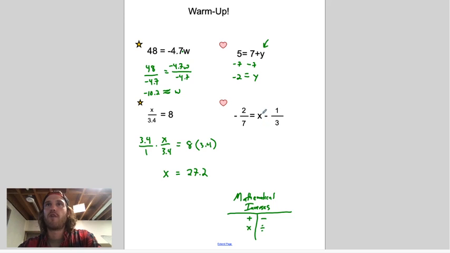Okay. Solving for x. What operation is happening next? We're subtracting 1/3. So we're going to add 1/3 to both sides. Plus 1/3, plus 1/3. Forget I did that sideways slashy thing.